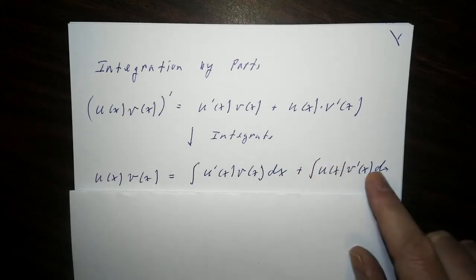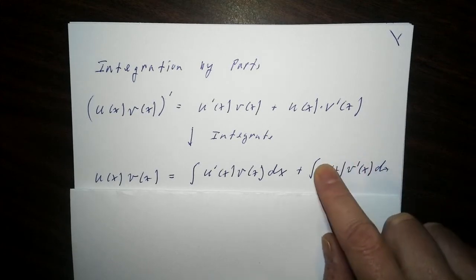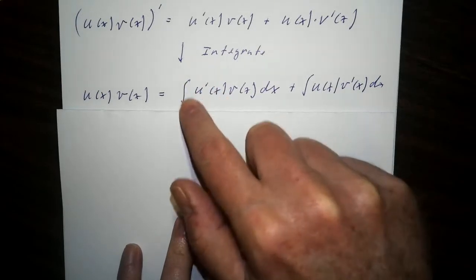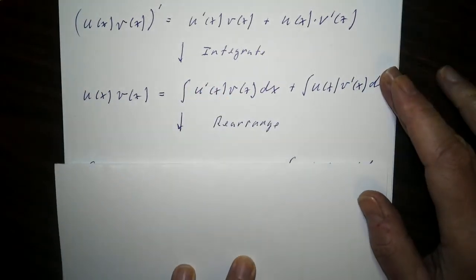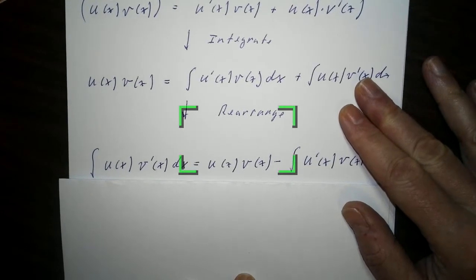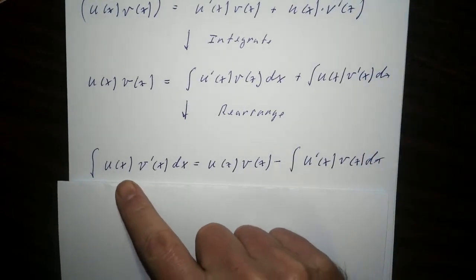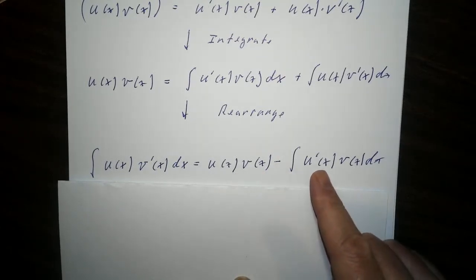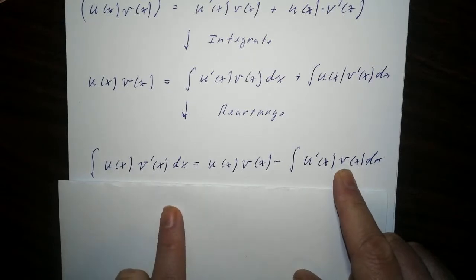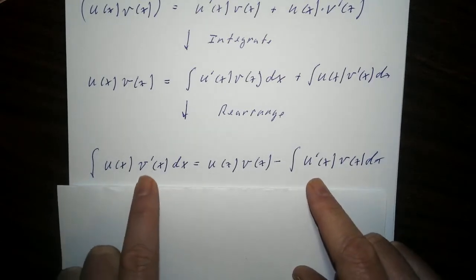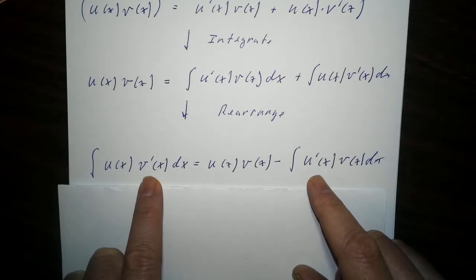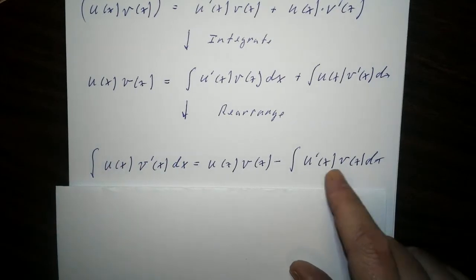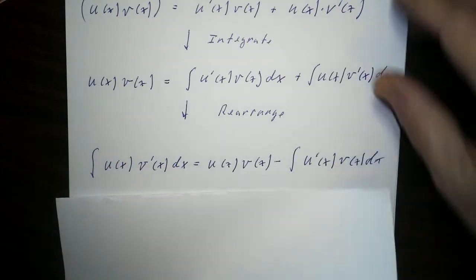Now what we'll do with this formula is solve for this integral right here. So we will subtract this from the left side, and we're going to switch the order, so this is what we have. The integral of u of x times v prime equals u of x v of x minus the integral of u prime times v. This is the integration by parts formula. Notice how inside this integral the prime has switched from v over to u to give us this new integral formula.